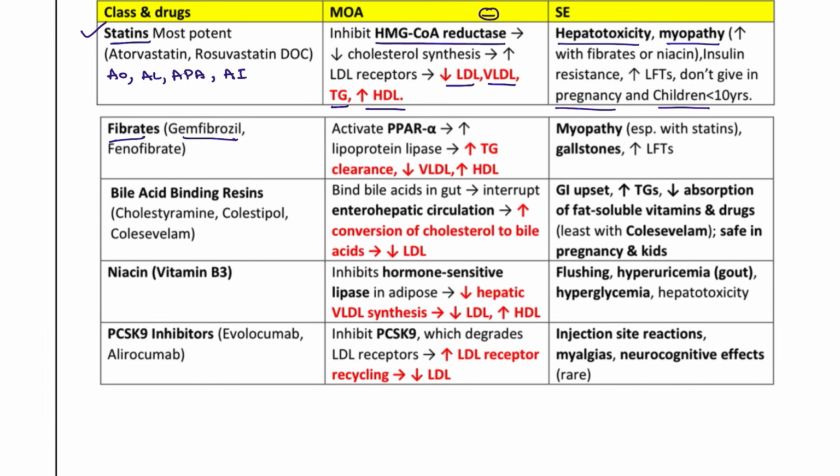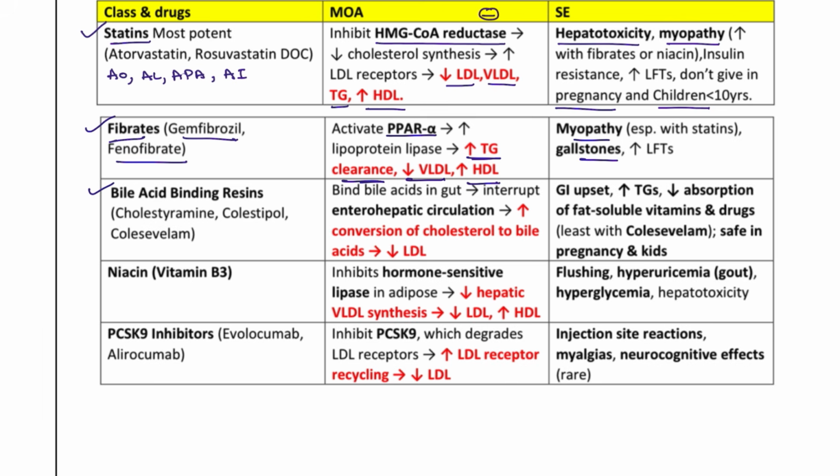Fibrates are gemfibrozil or fenofibrate. They act through PPAR alpha. Indirectly, they decrease VLDL and increase triglyceride clearance from the body. They will also increase HDL. Same condition, fibrates can be associated with myopathy or gallstones in the patient.